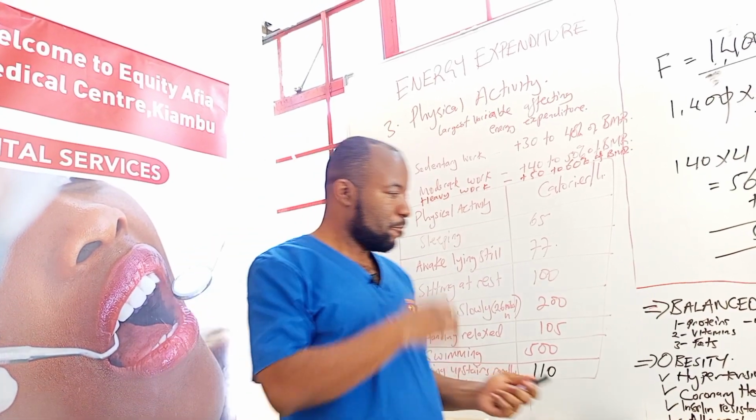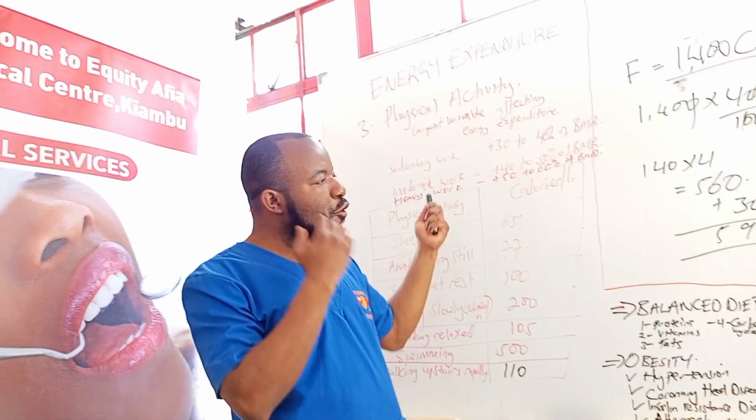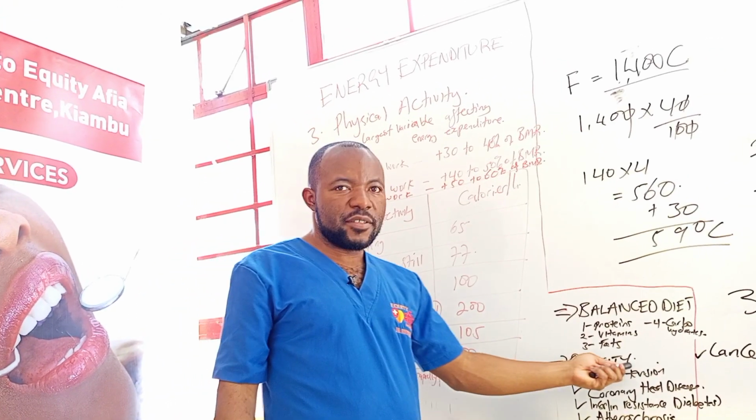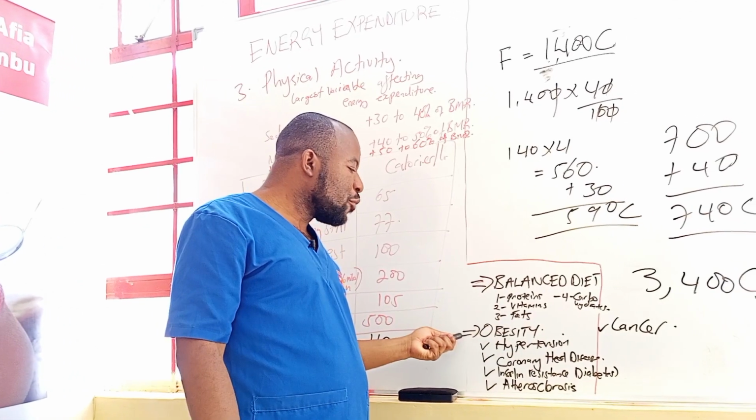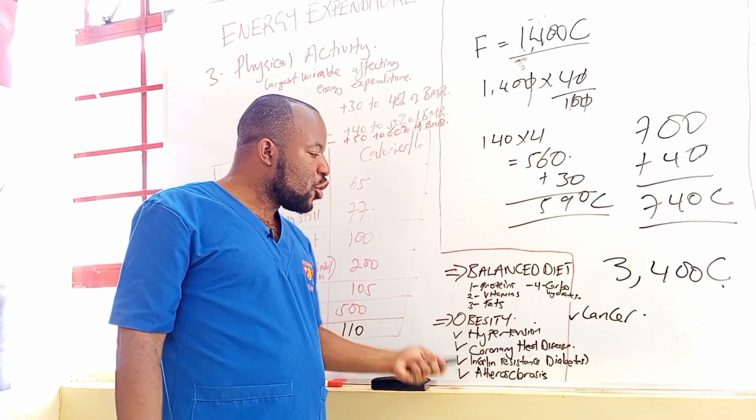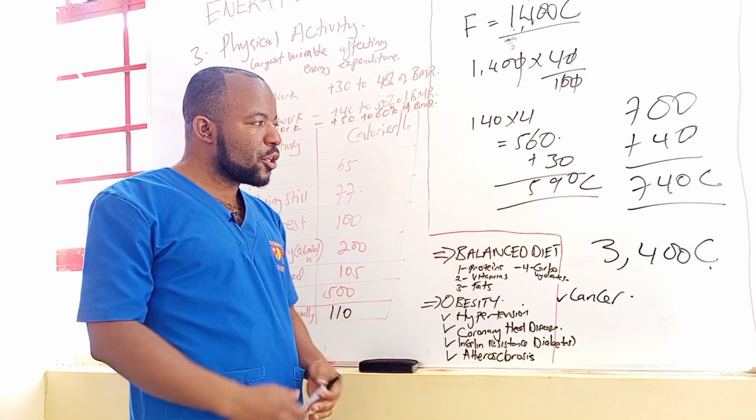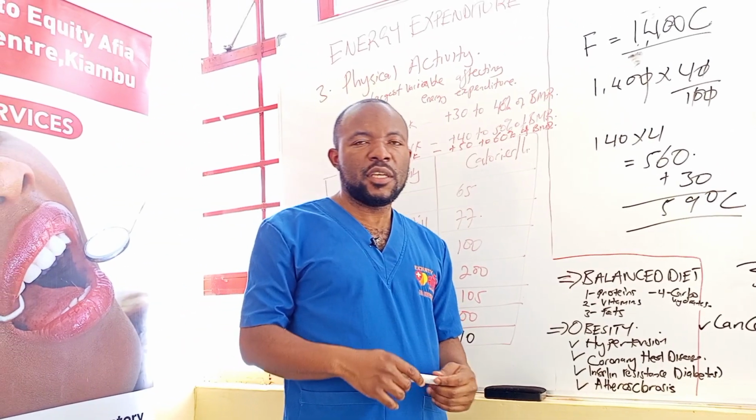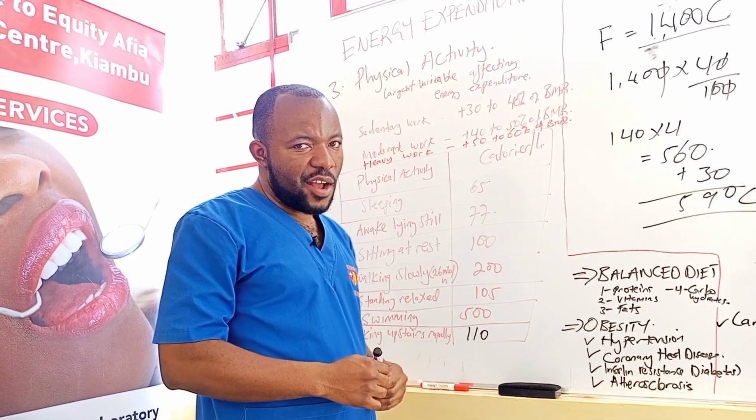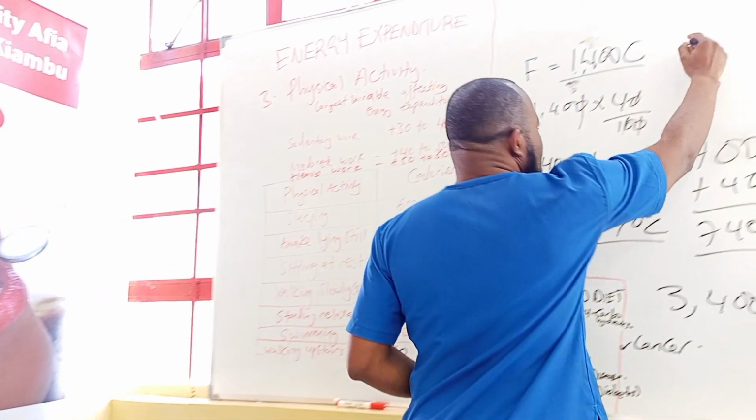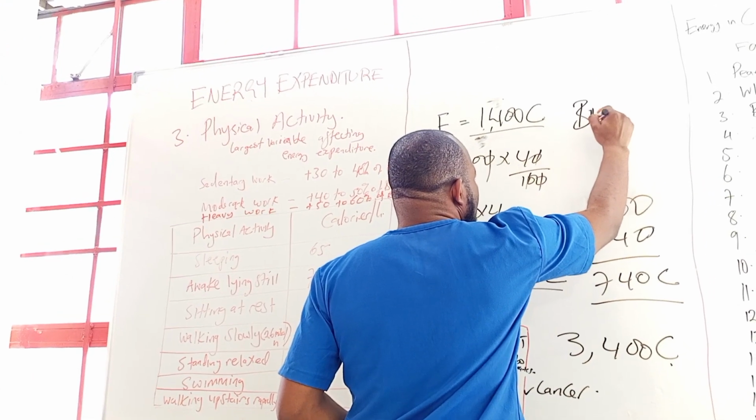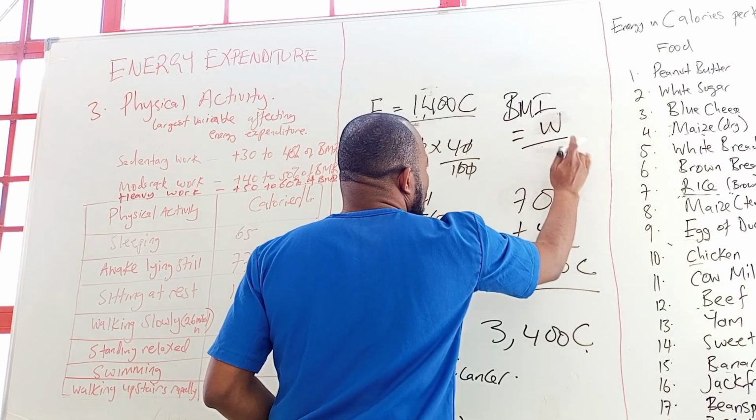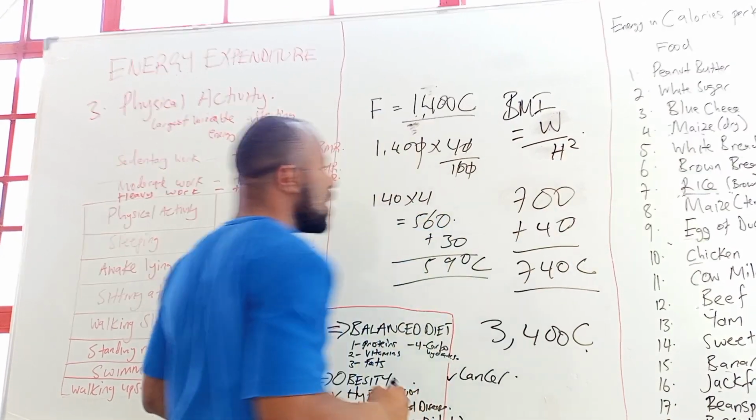And then lastly, if all this is not followed, if you're not aware of this, you're going to be obese. You're going to accumulate a lot of fats, and your body mass index is going to increase. Body mass index is a ratio of how much weight your height can carry. And we calculate it when you come to the clinic. You calculate body mass index using your weight over your height squared. That's how we calculate.